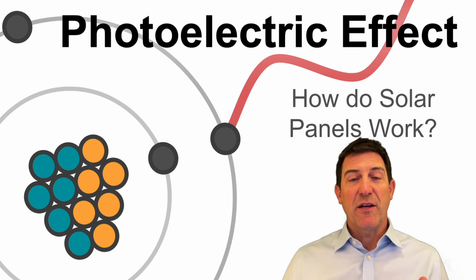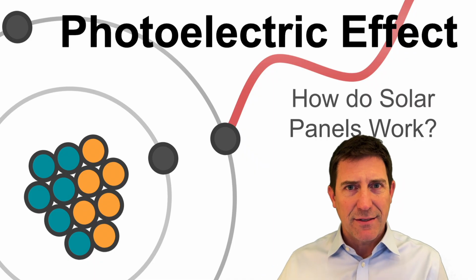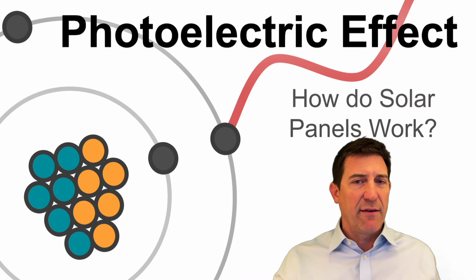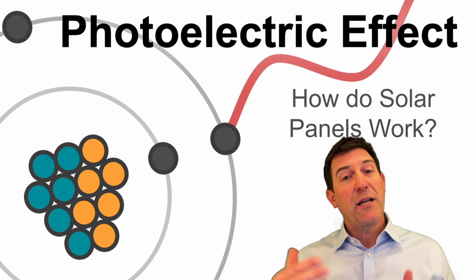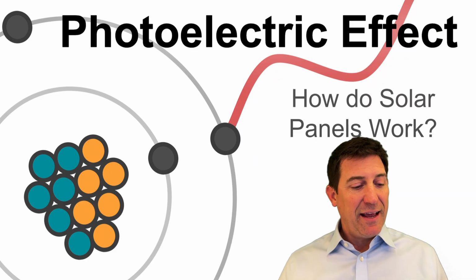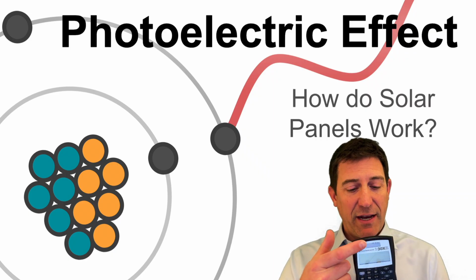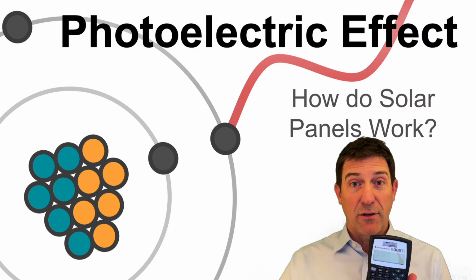Oftentimes, as we're learning about science, we forget to explore the idea of why are we learning this stuff? Instead of just learning it for the sake of learning, there are applications. And one of those, when we're learning about electrons and learning about light, is the photoelectric effect. And here's the thing, the photoelectric effect explains how solar panels work or how solar cells work.